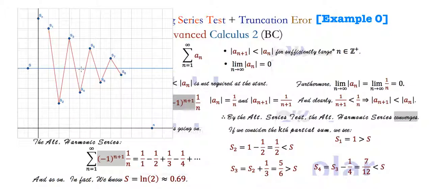And so this is it for the alternating series test example 0. And the truncation error is this: if we use the kth partial sum to approximate S, that is, if we use finitely many terms of a convergent alternating series to approximate the value to which it converges, we can say how good that approximation is. That's what the truncation error is about. And as I said, the next video will be on that truncation error.